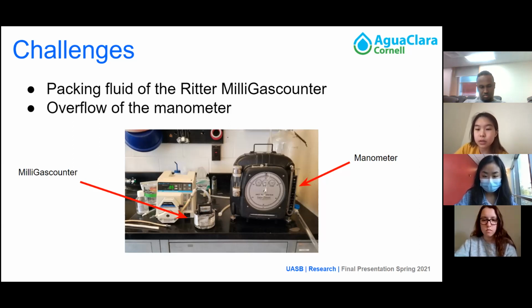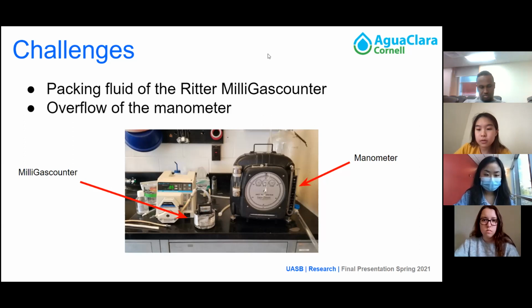Since our initial reason was to increase precision and the reading from the instrument would not be precise anyways, we decided to take out MilliGascounter as part of our lab experiment. And as Katrina mentioned, the wet test meter was accurate enough.